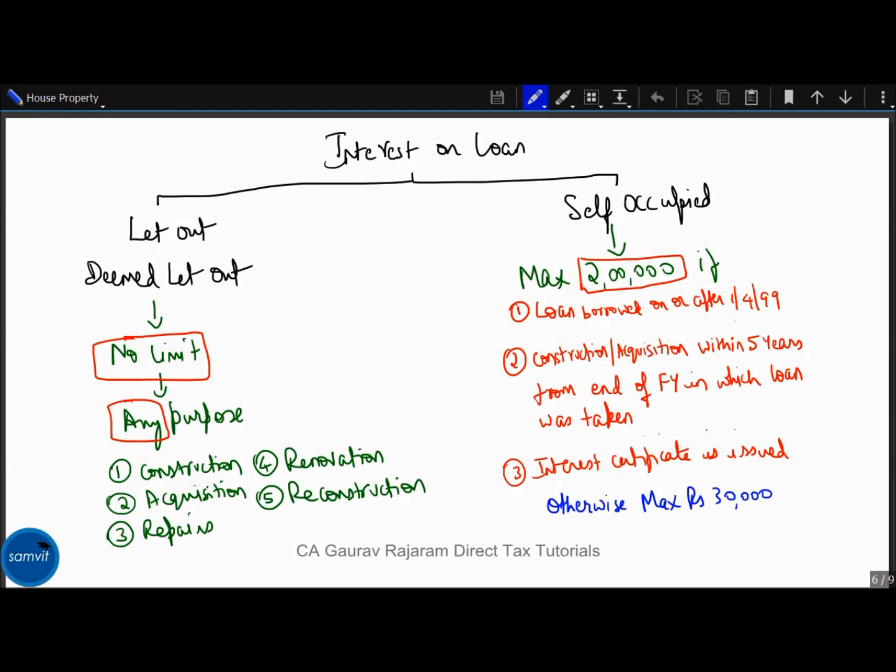For a self-occupied property, the maximum limit of interest is 2 lakh. If the 3 conditions given are satisfied: the loan was borrowed on or after 1/4/1999, the construction or acquisition was completed within 5 years from the end of the financial year in which the loan was taken, and interest certificate is issued. Otherwise, in any other scenario, the maximum interest which can be claimed is 30,000 rupees.